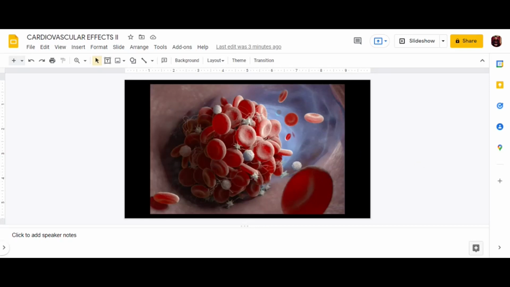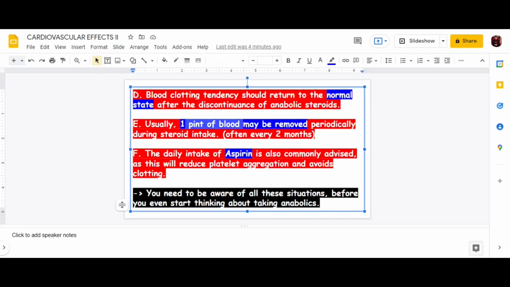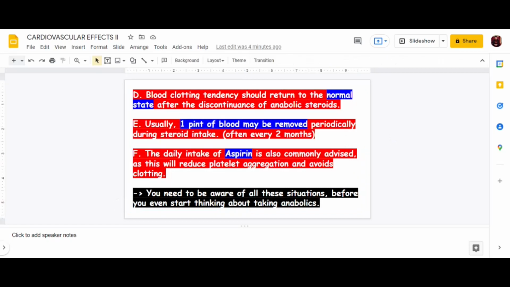And how do we do that? Let's see it in the upcoming slide. What people usually do is they remove 1 pint of blood when they are on steroids, after every 2 months. When we take aspirin, it will reduce platelet aggregation and avoid clotting. So you need to be aware of all these situations before you even start thinking about taking anabolics. This blood clotting tendency should return to the normal state after we end our anabolic steroid use.